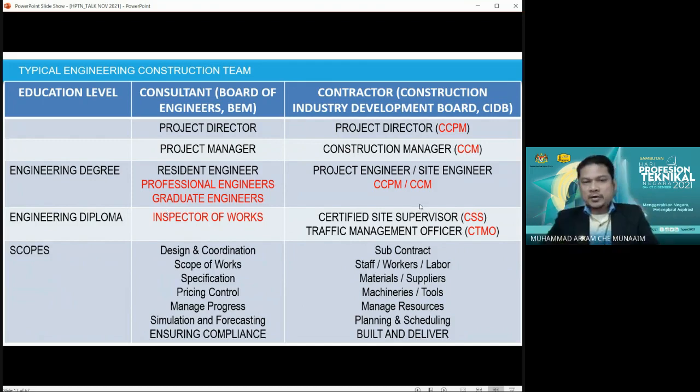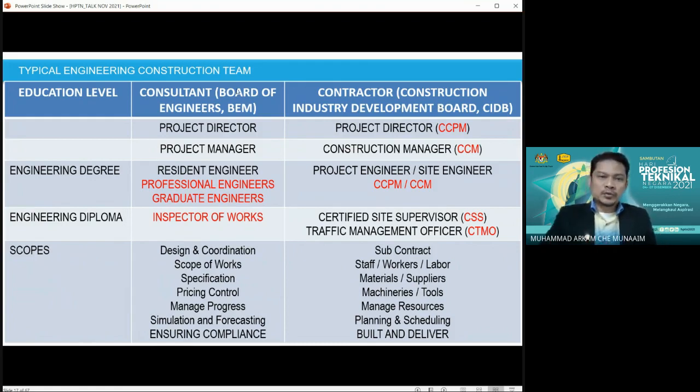So on the right hand side is the certified side as well, CSS. I'm starting to simplify the terms now, the nomenclatures of the programs. Now we have the Certified Site Supervisor, CSS, and the Certified Traffic Management Officer, or Construction Traffic Management Officer, CTMO. We have one from the Board of Engineers, another from the CIDB, Construction Industry Development Board. So two boards here.